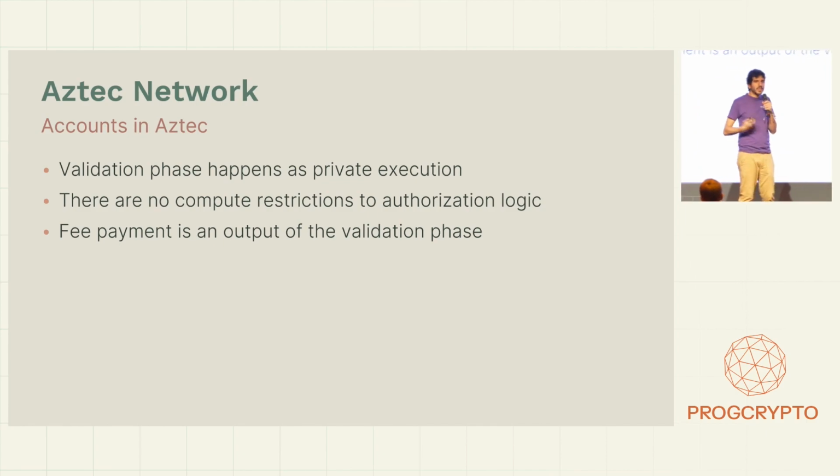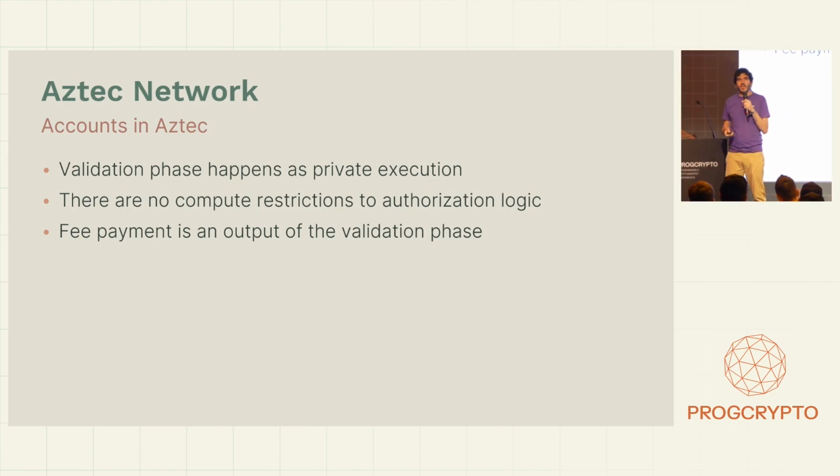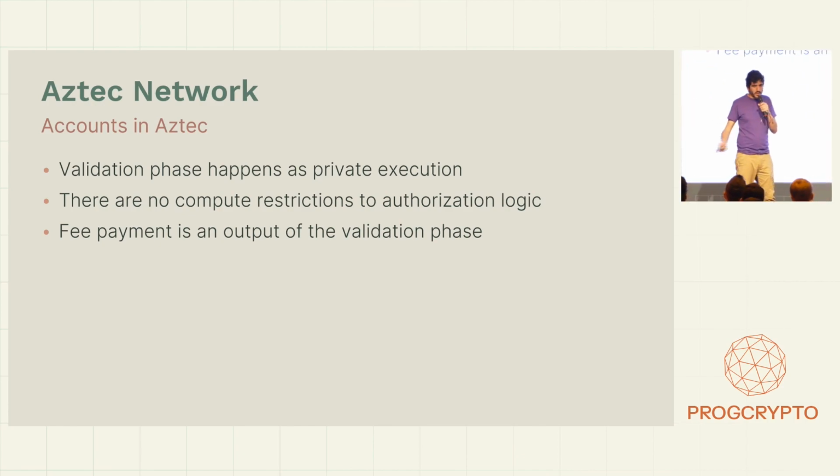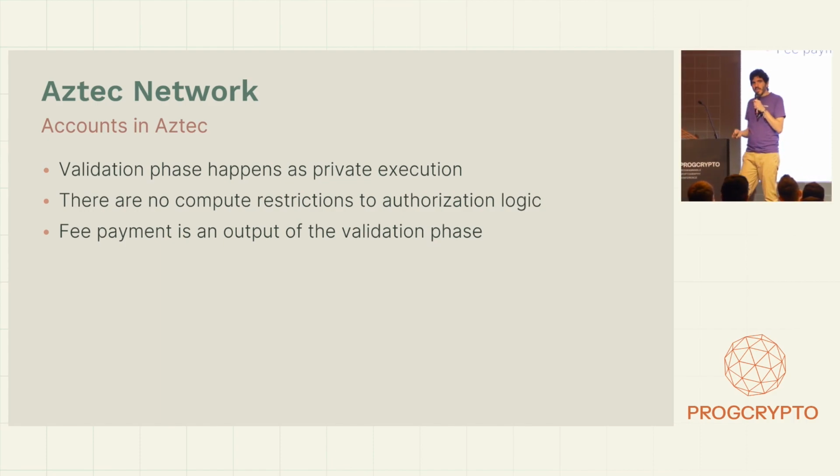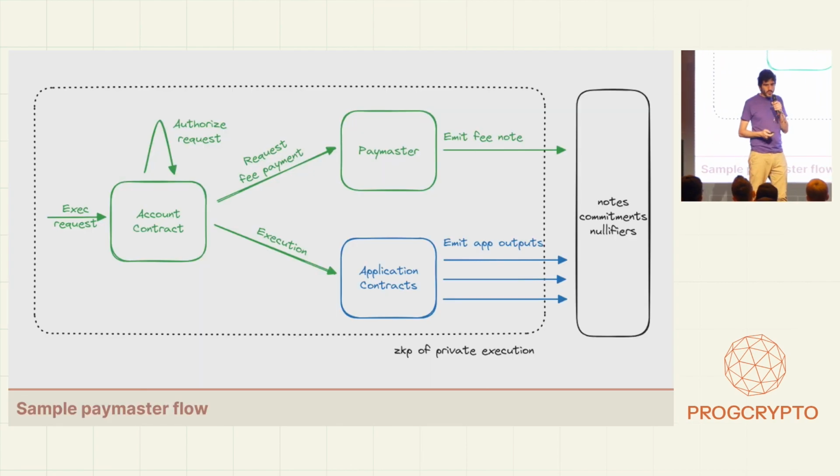Why? Because it's not the sequencer executing this. It's the user. The user runs this verification phase and just outputs a single ZK snark that proves that it was correct, along, again, with a series of notes, commitments, and nullifiers. And not just that, but we can also abstract fee payments in a much more interesting way.